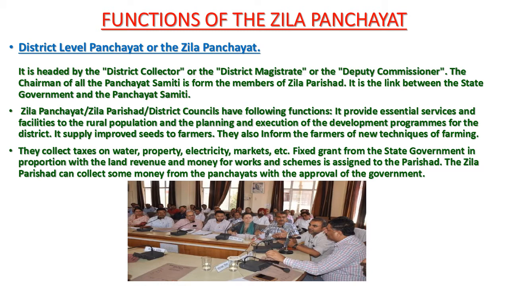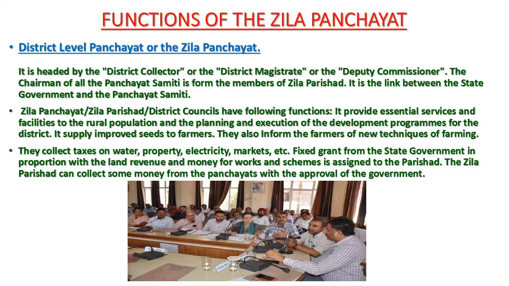Jila Panchayat or Jila Parishad or district councils have the following functions. It provides essential services and facilities to the rural population and the planning and execution of the development programs for the district. It supplies improved seeds to farmers. They also inform the farmers of new techniques of farming. They collect taxes on water, property, electricity, markets, etc.